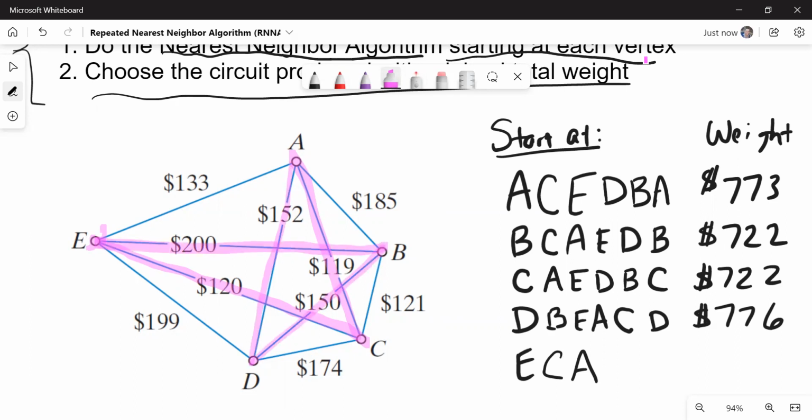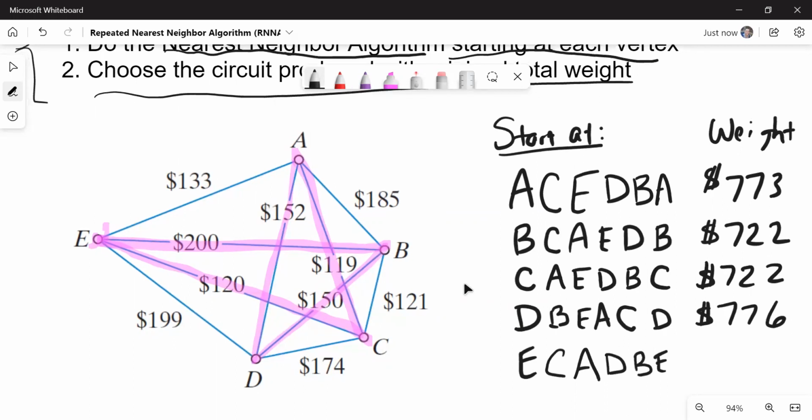Notice this is a different looking route. It looks like a star. Let me update it. After I went from C to A, I went to D and B and back to E. Now, if I add up all of those weights, starting from E to C, it's 120 plus 119 plus 152 plus 150 plus the 200 to get back, 741.